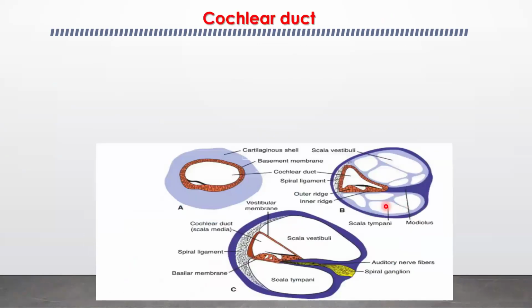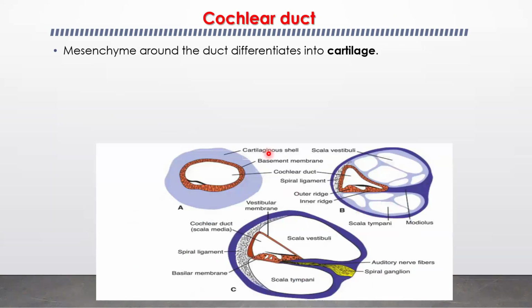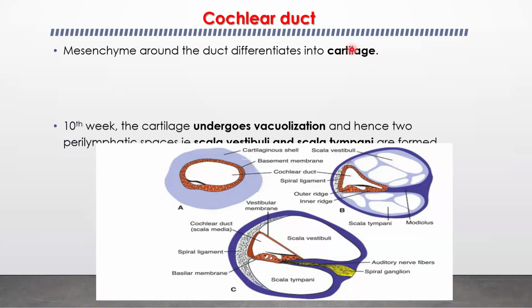So the other bit we need to talk about is the development of the spiral organ of Corti. At this point, the mesenchyme surrounding the cochlear duct will differentiate into a cartilage. So this is the mesenchyme that you're talking about. This is the cochlear duct. This is now the future spiral organ of Corti. So the mesenchyme surrounding it will differentiate into a cartilage, and this cartilage is actually the one that will give us the bony labyrinth surrounding now the cochlear duct.